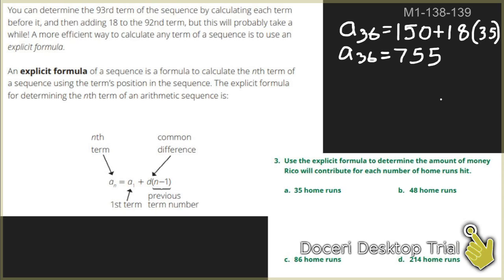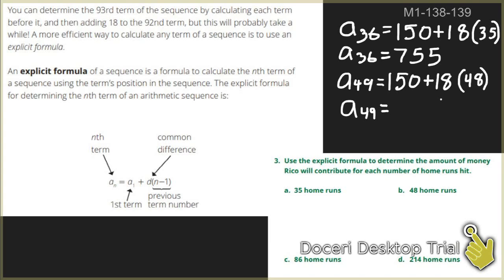Now let's do the same thing with 48. Again, it's not the 48th term we're after. We're actually after the 49th term. So a to the 49th is equal to, it's the same first term, which is 150. It's the same difference, which is 18. But in this case, it's 49 minus 1, which is 48. And when we go ahead and do the math, the 49th term is equal to $989.